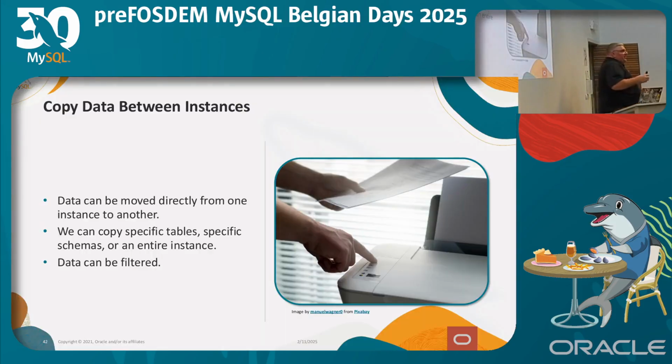Copying data between instances. This is actually a really nice feature where we're basically combining 2 steps into one command, where we can move data directly from one instance to another. Again, this works cross cloud providers. So you can actually copy data directly from an instance in AWS to an instance in OCI directly. As long as the machine you're on has a connection to both, you'll be able to hit both. And again, we can copy specific tables, specific schemas, or the entire instance. And when we're copying the data between, we can also filter the data that's going to the new instance.